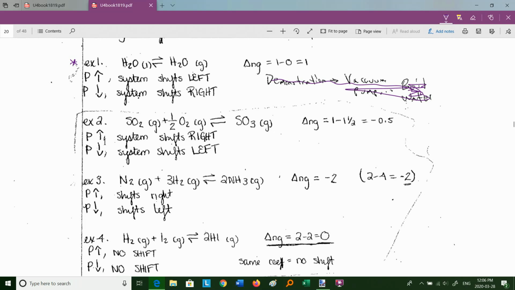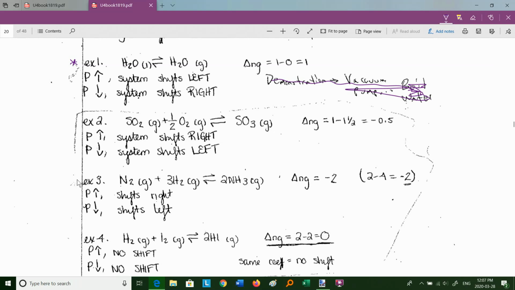So we have 1.5 gas mole coefficients on the left and just 1 gas mole coefficient on the right. So if I increase the pressure, the system says, wait, I want to go to the side with fewer gas mole coefficients, so I want to shift to the right, because I got 1.5 gas mole coefficients on the left and just 1 on the right. And that's what happens. If I decrease the pressure, well, you just do the opposite. You want to get more gas mole coefficients. So pressure goes down, the system shifts to the left.